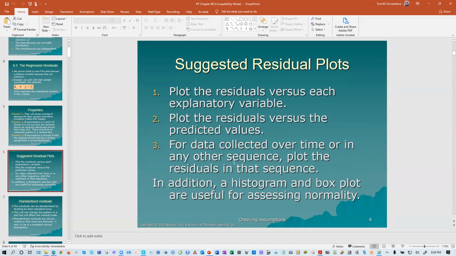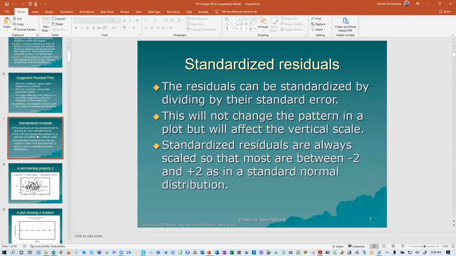For data collected over time or in any other sequence, you have to have a time series plot or sequence plot, showing how the observations were taken, in that order. Always your residual is going to be on the y-axis. And if you want to standardize the residual, divide it by its own standard error. This will not change the pattern in the plot, but will affect the vertical scale. Standardized residuals are always scaled so that most are between -2 and +2.